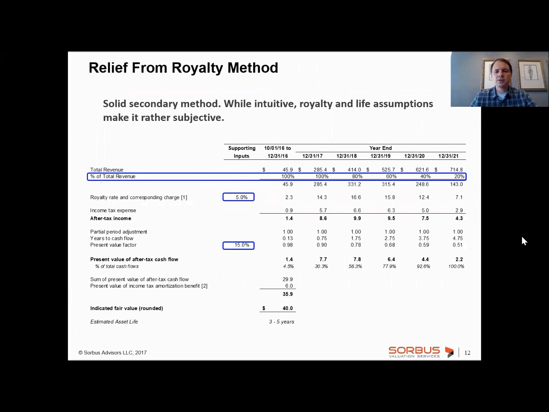So the next approach, also a very common approach, is called the relief from royalty method. It's also an income approach. What this method does is measure the amount of benefit you get by not having to in-license the asset that you need to sell your product.